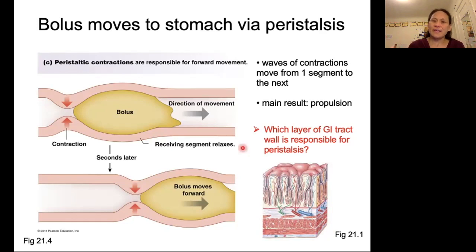That's basically all that happens in the esophagus. It's just a relay between the oral cavity and the stomach. The bolus just travels through the esophagus to get to the stomach.